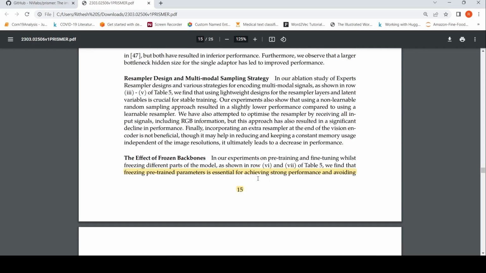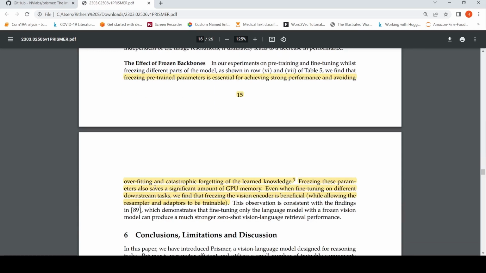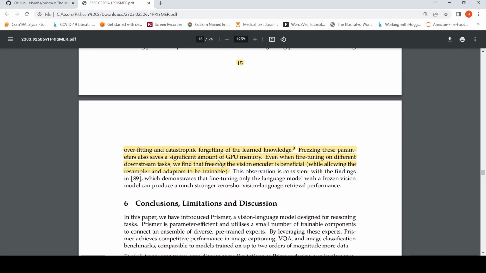here the effect of frozen backbones. Basically, freezing pre-trained parameters is essential for achieving strong performance and avoiding overfitting and catastrophic forgetting of the learned knowledge. So they freeze the parameters of the network. Frozen, only the adapter and experts are trained. So that is what they talk about here.